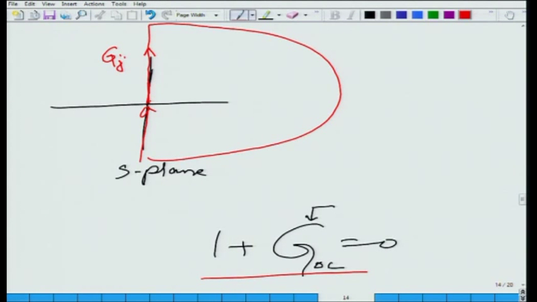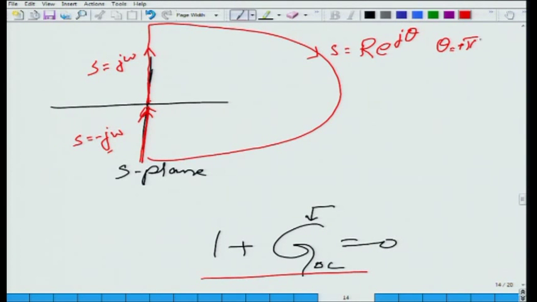G j omega, this is actually this guy is G with minus j omega, and what is this guy, the semicircle part. This is S equal to j omega, this would be S equal to minus j omega, and here S would be equal to a radius times e to the power j theta, theta going from plus pi by 2 to minus pi by 2. That is the contour covering the right half plane.